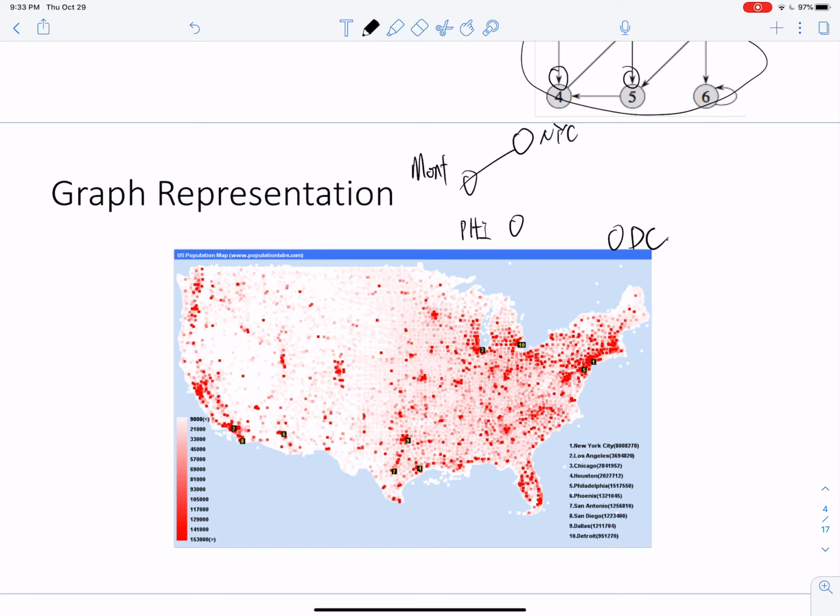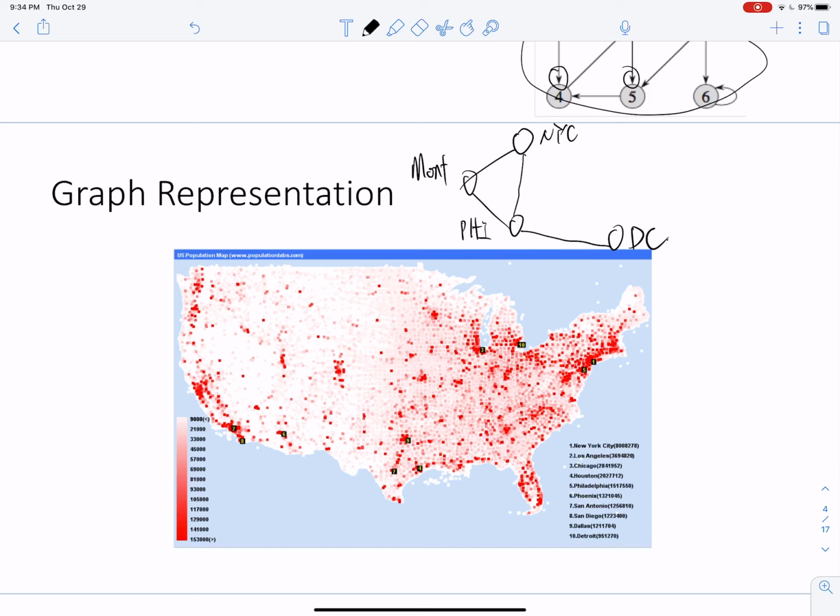There is a highway between Montclair and NYC, and there is a highway between Montclair and Philadelphia, and then there is a highway between Philadelphia and DC. And also there is a highway between New York and Philadelphia. Just for that example, okay? And so with this graph, we can represent the road network in this area. So this is one reason why people proposed the graph structure, because it is good at representing the relationships between nodes.